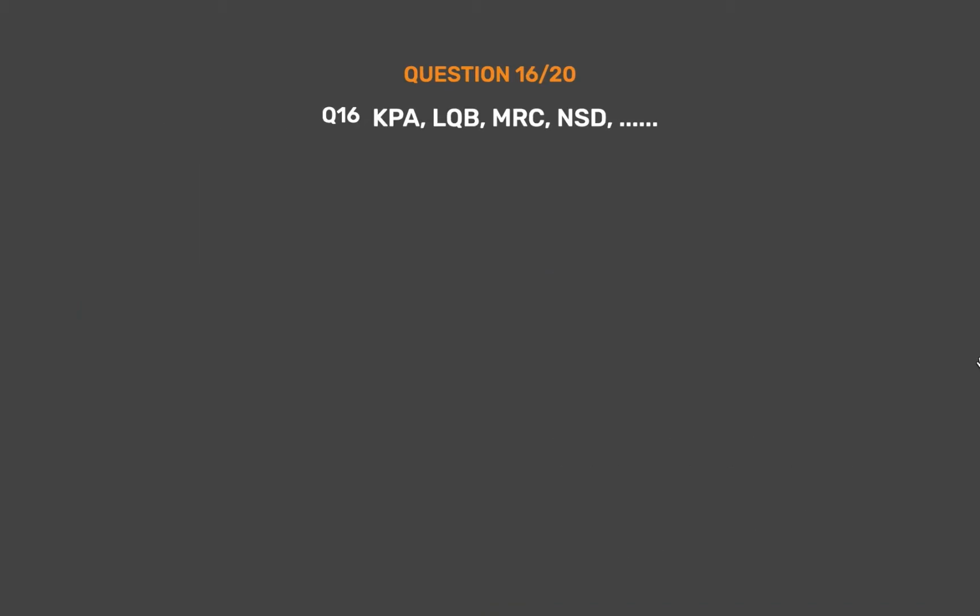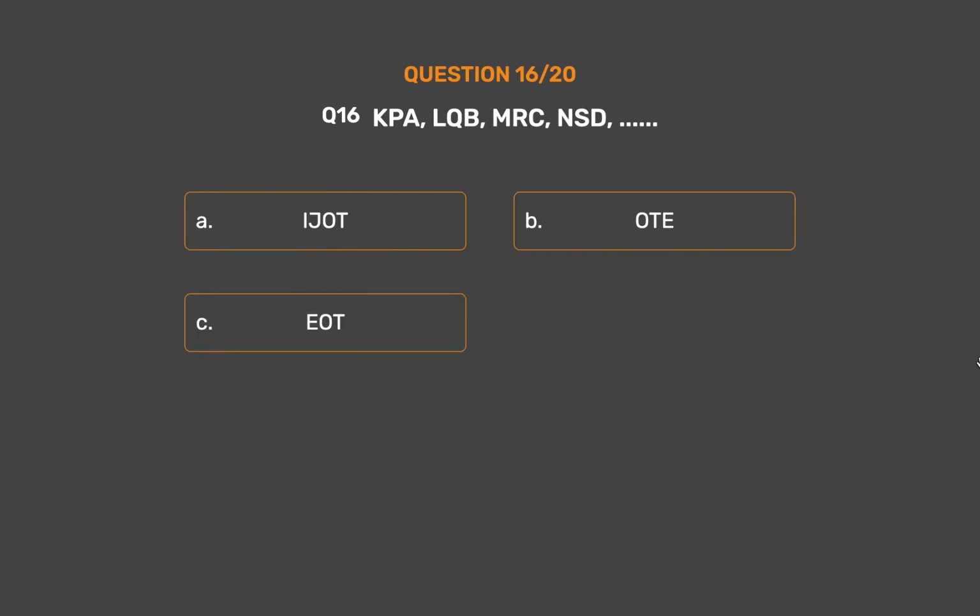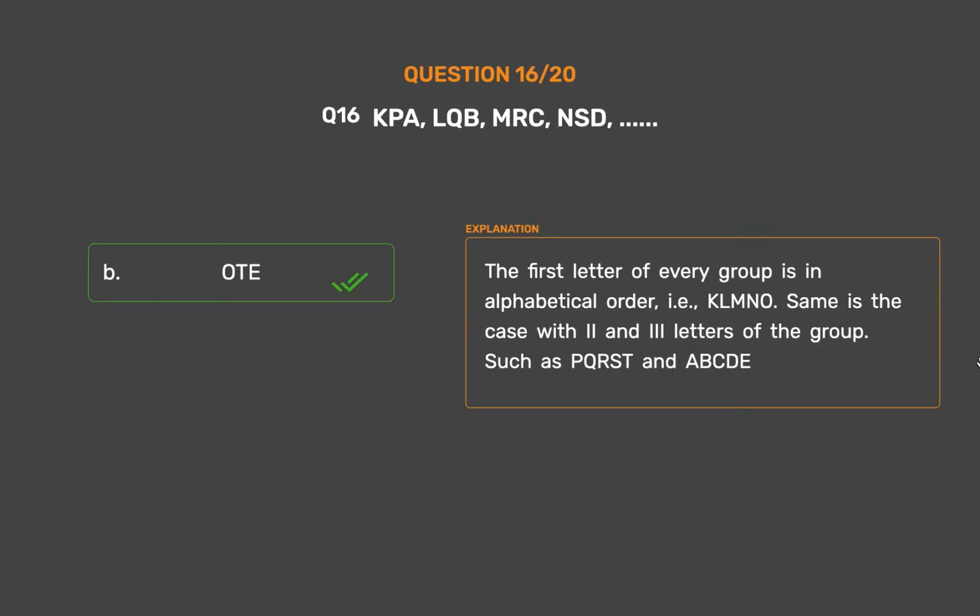Question number 16. KPA, LQB, MRC, NSD. Option A, IJOT. Option B, OTE. Option C, YOUTH. Option D, TOE. The correct answer is option B, OTE. The first letter of every group is in alphabetical order, i.e., KLMNO. Same is the case with the second and third letters of the group, such as PQRST and ABCD.